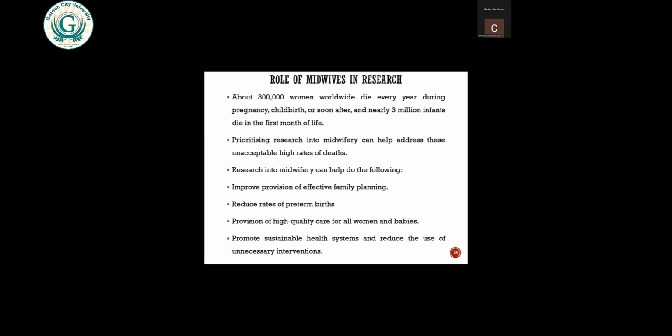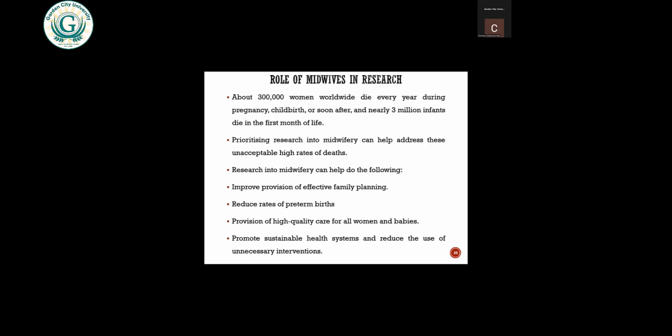So what is your role as midwives in research? About 300,000 women die every year during pregnancy, childbirth, or soon after. And nearly 3 million infants die in the first months of life. So prioritizing research in pregnancy can help address these unacceptably high rates of death.